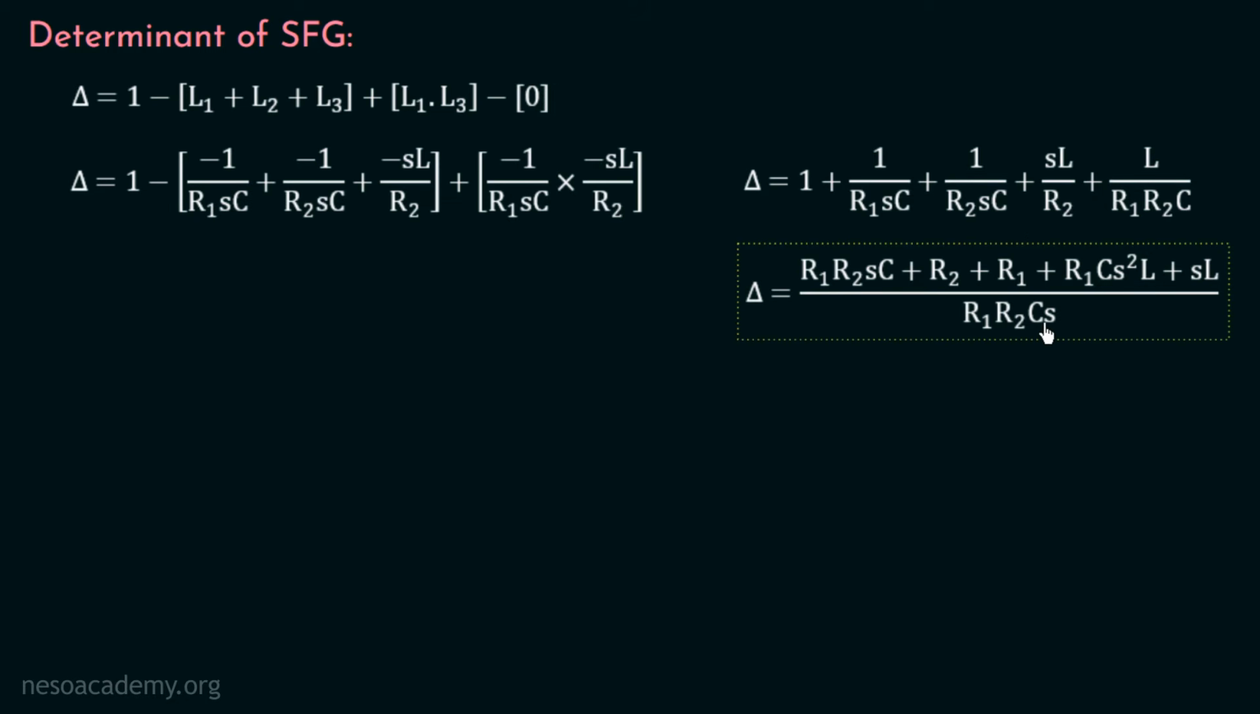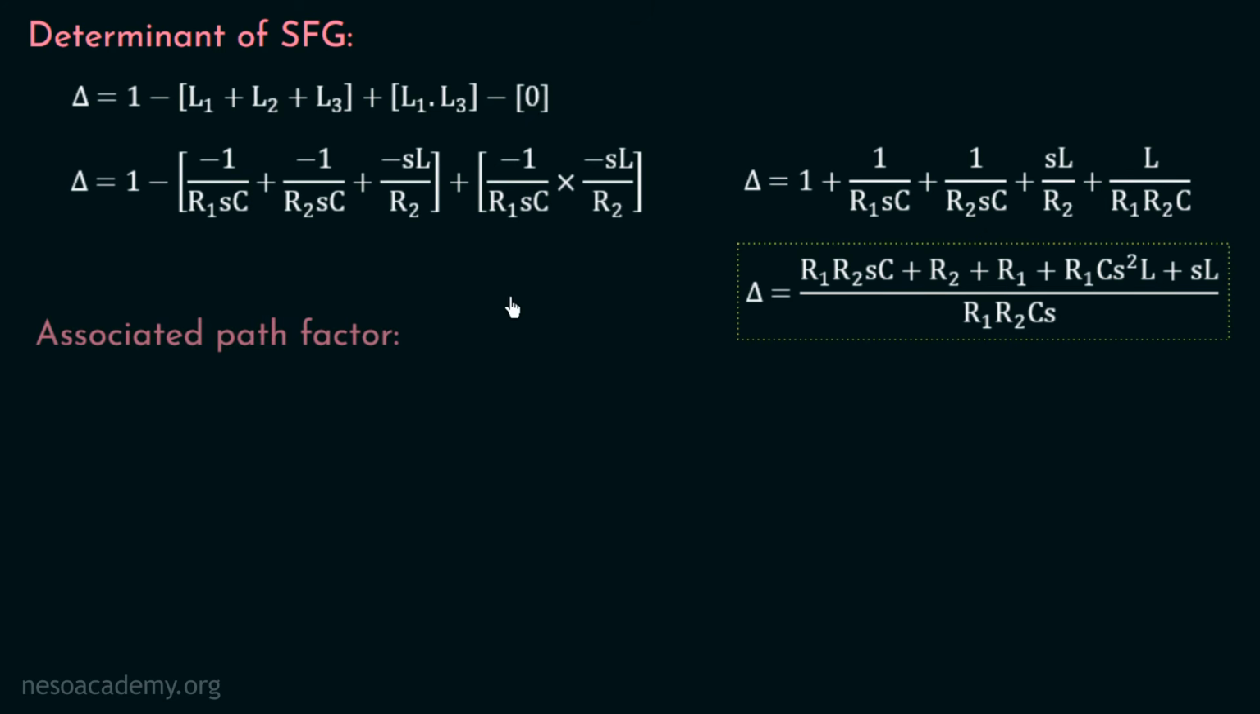We can see that the LCM is R1 R2 CS. So this term 1 will be multiplied with R1 R2 CS. Moreover, if we divide the term R1 SC with R1 R2 CS, we will have R2 left, and hence the numerator of second term will be R2. Similarly, if we divide R2 SC with R1 R2 CS, we will have R1 left, and hence the numerator of third term will be R1. In the same way, the fourth term is R1 CS squared multiplied with L, and the fifth term is S multiplied with L. And this is the determinant of our signal flow graph.